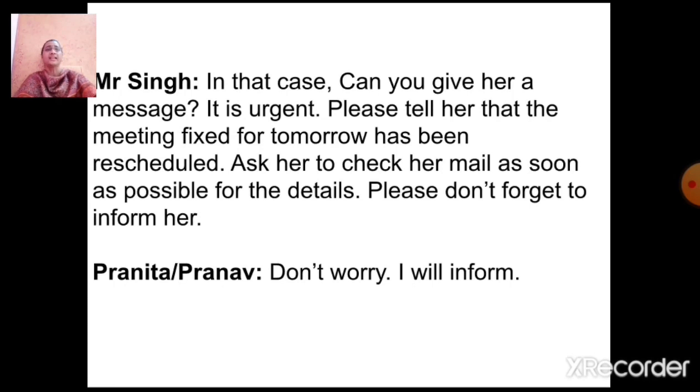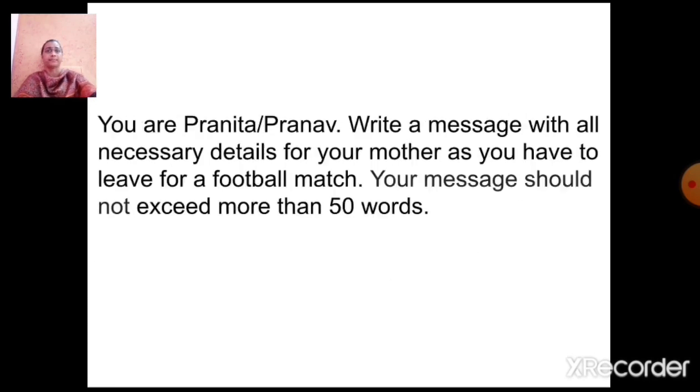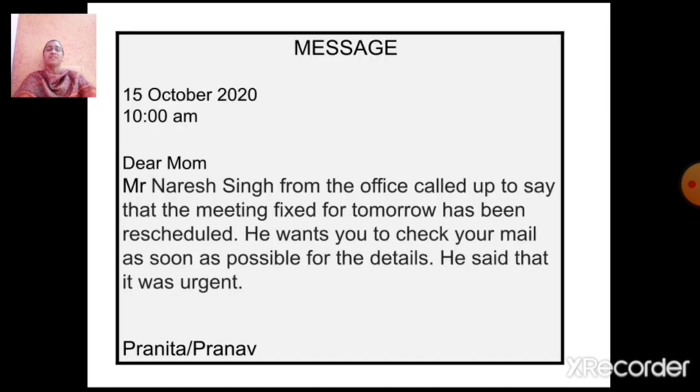Now students, let us start with this message writing. Now, we will first write the word message at the center in the bold and capitals. Now, this is done in order to catch the attention of the person for whom the message is drafted. Then, we will leave a line and we will write date in an extended form. Like in this case, the date is 15th October 2020. That is in date, month, year format.